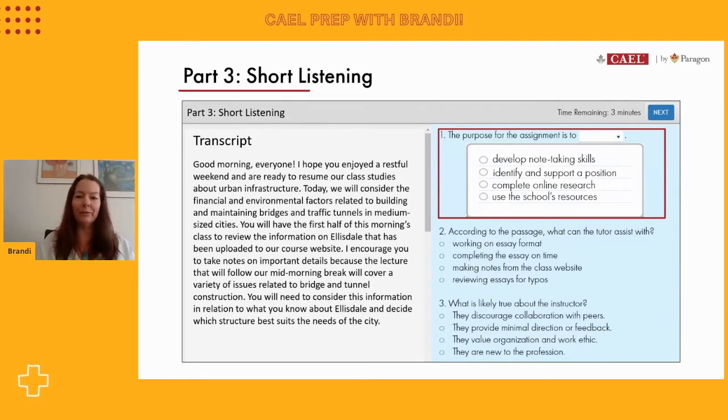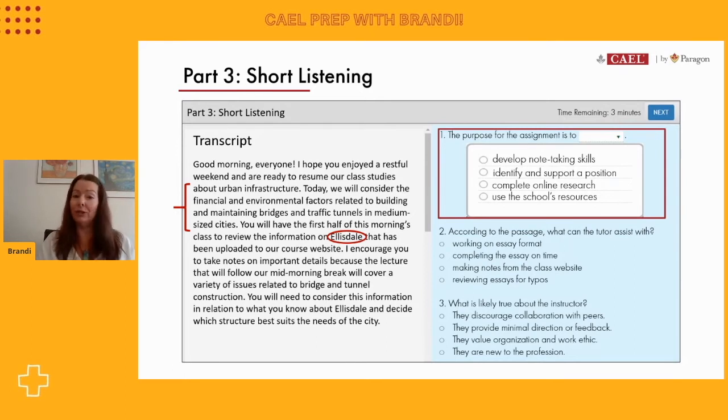So let's start with question 1 here at the top. We were trying to figure out the purpose for this assignment. So I'm hoping that as the instructor started to talk to the class, you picked up what the class is all about. He did mention something about urban infrastructure right at the beginning. And he also introduced the name of a city that these students are going to be looking at in class. So the name of that city is Ellisdale, and it's been mentioned many times throughout this lecture.